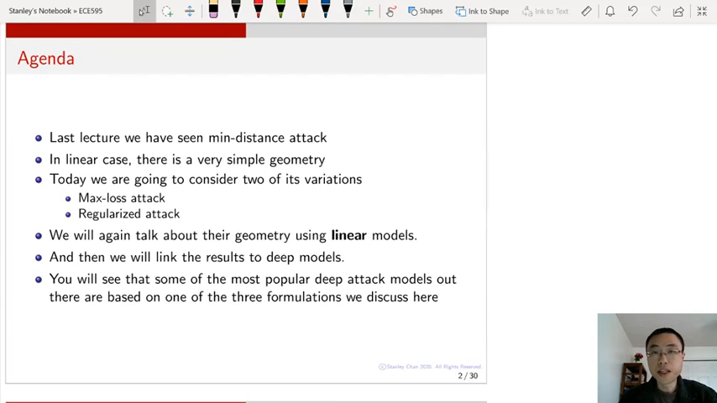Last lecture we talked about minimum distance attack. It is one of the three forms of adversarial attacks. We went over the linear case, and then we bridged to the deep neural networks. Today we are going to consider two other forms of attacks. One is the maximum loss attack. The other one is the regularized attack. Same as the minimum distance attack, we are going to look at the geometry and also the formulation in the linear case. And then we're going to talk about how to extend these ideas to deep neural networks.